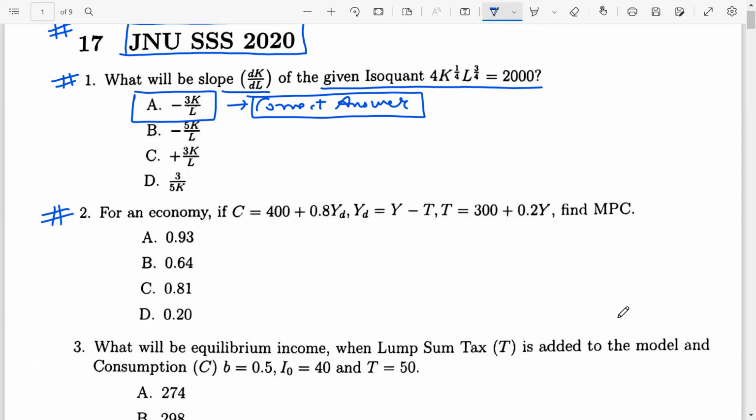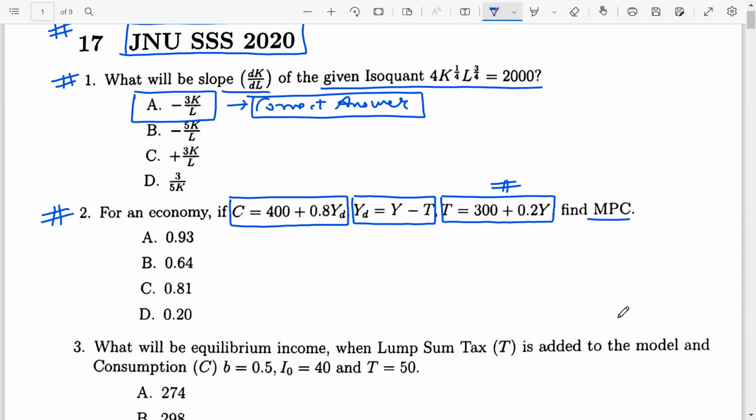For the economy, we are given that the consumption function is 400 plus 0.8 YD, where YD stands for disposable income, which is equal to your income minus the lump sum tax. The lump sum tax is given to us by the tax function. This is not the lump sum tax actually. This is the tax function given to us, which is 300 plus 0.2 Y.